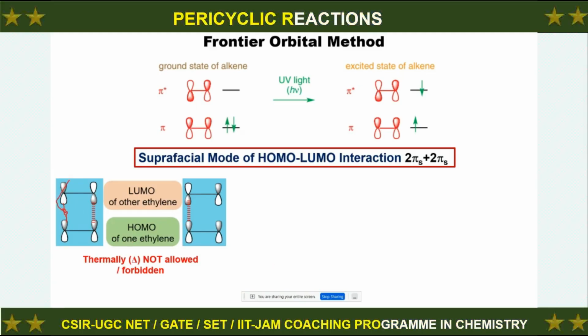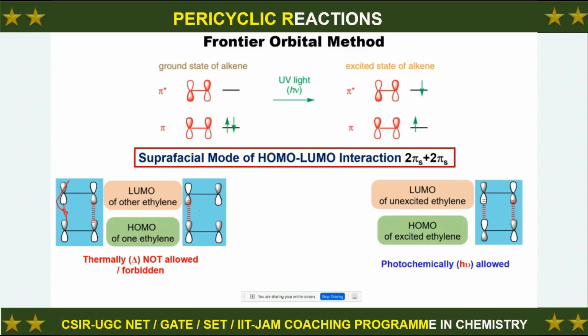So if you are getting both side bonding interactions, that interaction is allowed. Now if you are getting one side only bonding interactions, either right side or left side, this is thermally not allowed, forbidden.